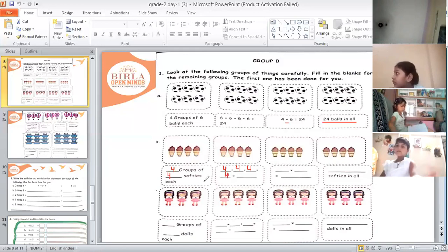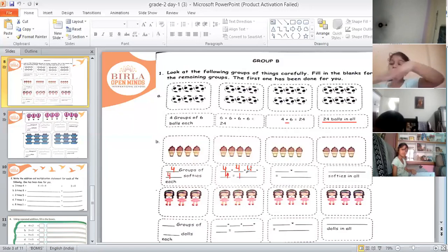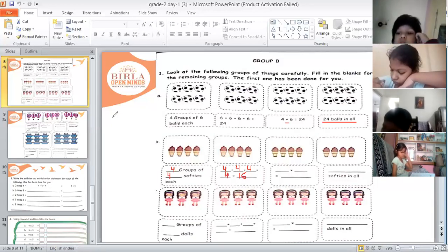12, 13, 14, 16. Yes, so total 16 softies are there. So after the equal to sign, we will write here 16. Okay, very good. That's correct. So we will write here 16. Yeah, that's correct.